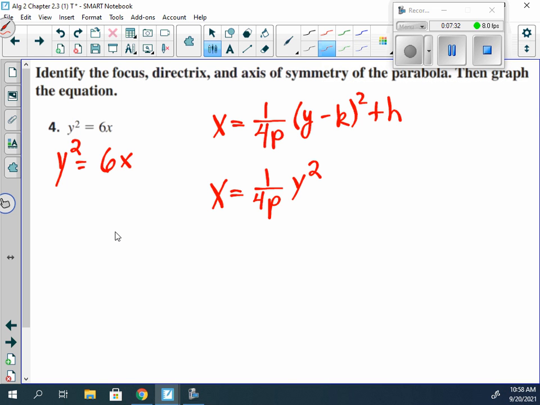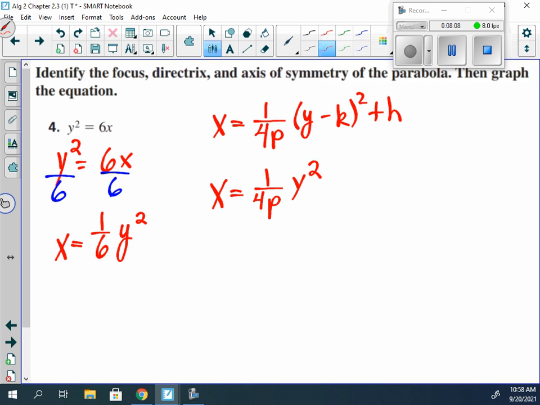Is the equation that they gave us in the correct setup? Is it set up the way we need it? Well, no. Is x by itself? No. So what do we need to do to get x by itself? Divide both sides by 6. Well, 6 divided by 6 is 1, so we're just left with x is equal to 1/6 y squared.